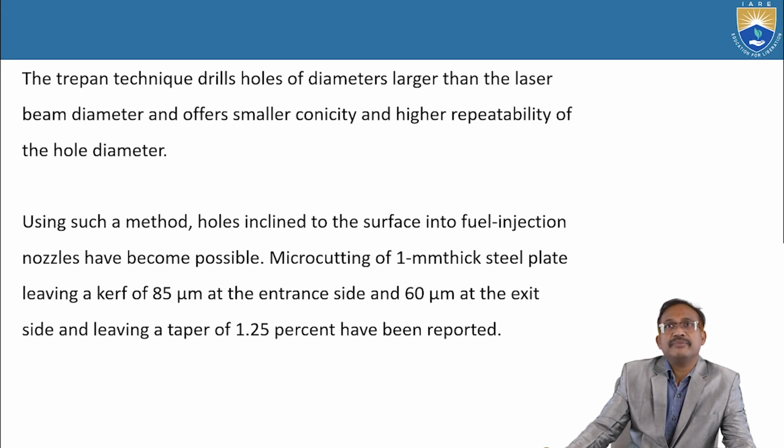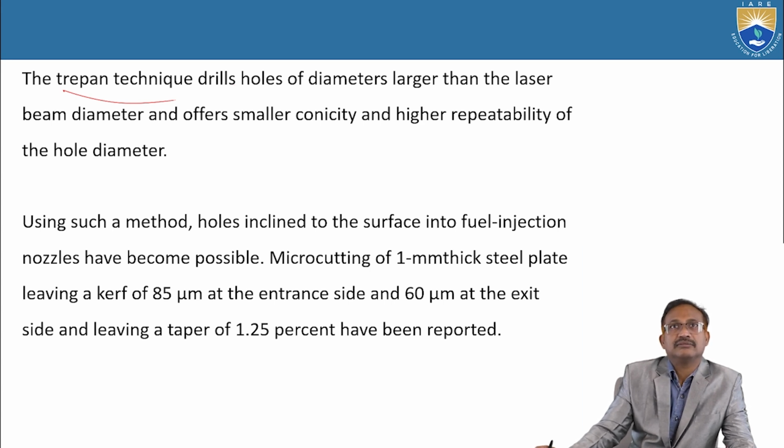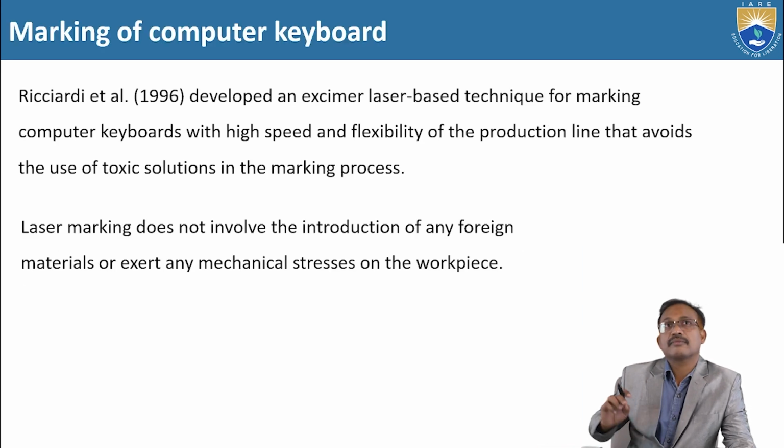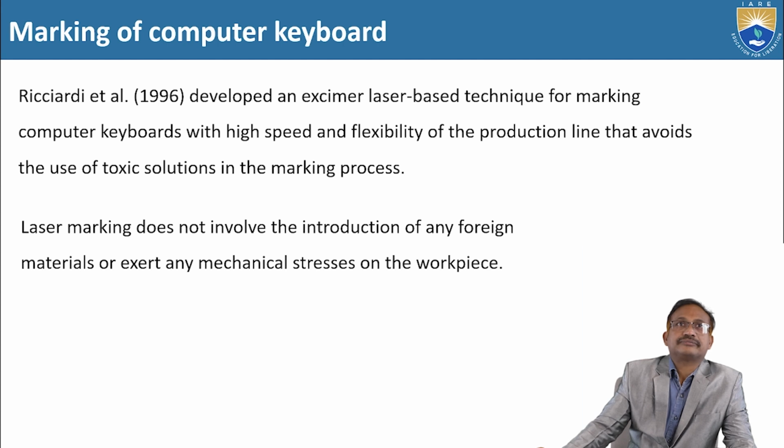Micro-cutting of 1 millimeter thick steel plate leaving a kerf of 85 microns at the entrance side and 60 microns at the exit side, and leaving a taper of 1.25%, has been reported. What is the method here? Trepan technique. Next.